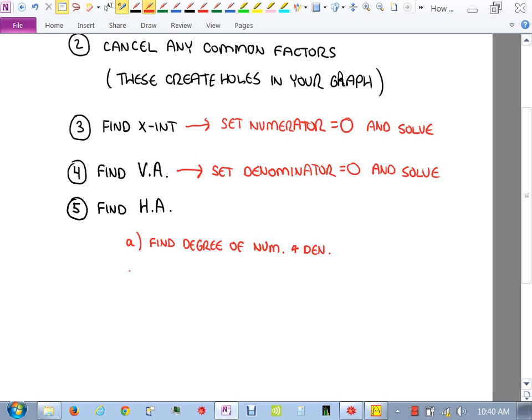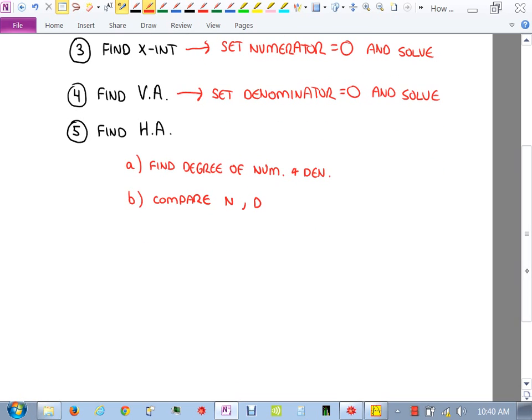The second step is to compare them. I'm going to call them n and d. So the degree of the numerator, is it all right if I call it n for numerator? And d will be denominator? Make sense? Okay, compare those two things.